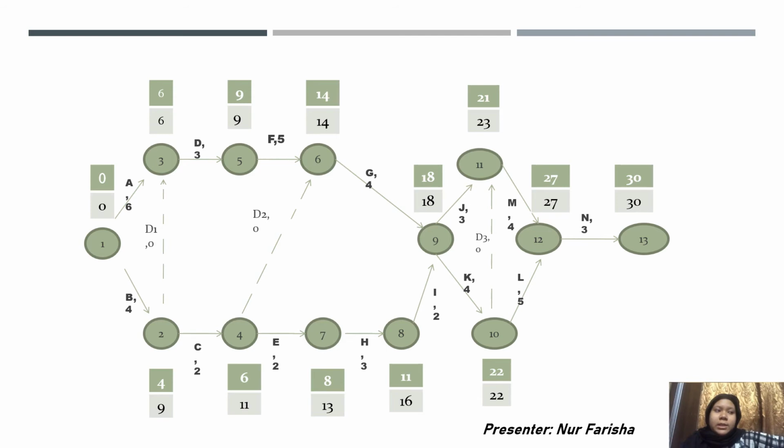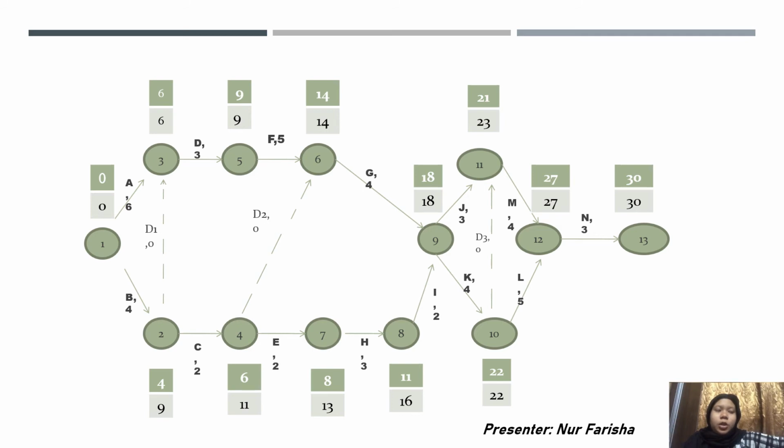But as we can see, there is a dummy for node number 2, so we plus EET 4 with dummy 0, and we get 4. So there are 2 options, which are 6 and 4. We must take the higher one, which is 6.